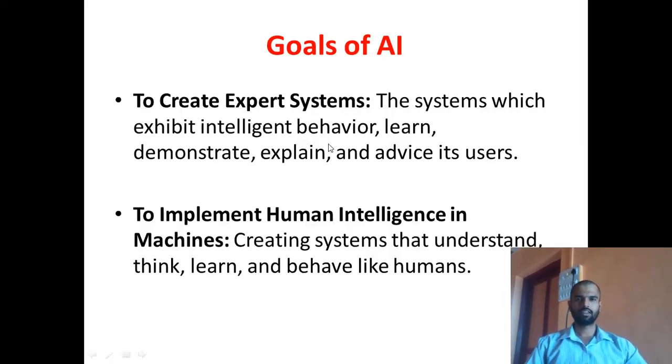Goals of artificial intelligence. So what are the goals? First one is to create expert systems. Expert system means what? The system which exhibits intelligent behavior, learns, demonstrates, explains and advises its user. The other goal is to implement human intelligence in machines, creating systems that understand, think, learn and behave like humans.